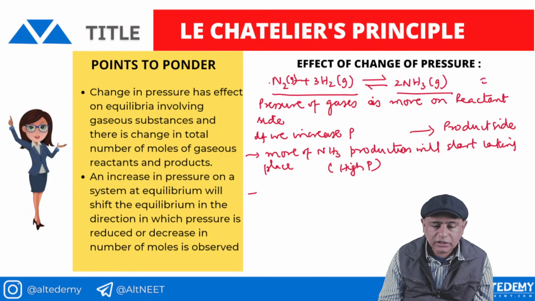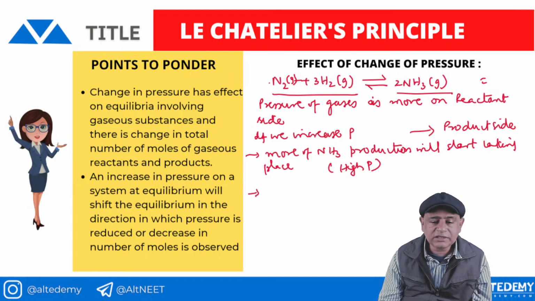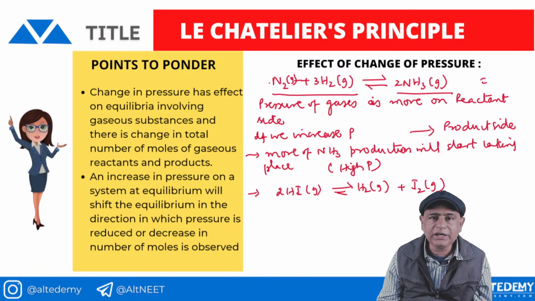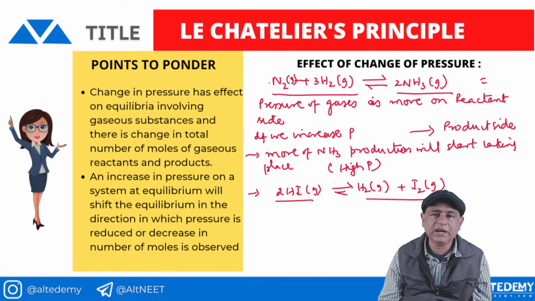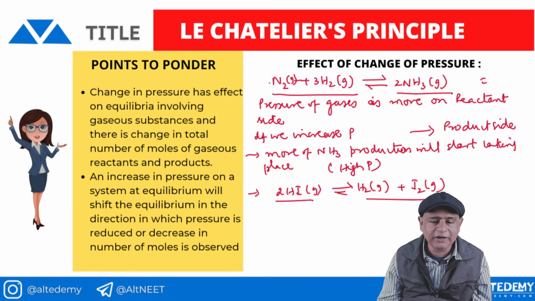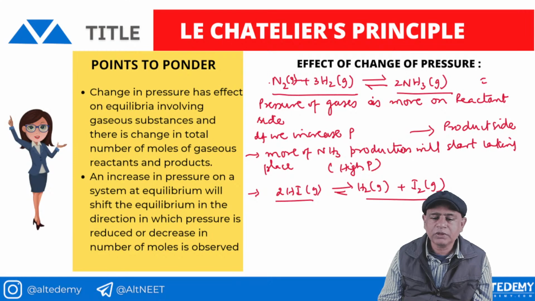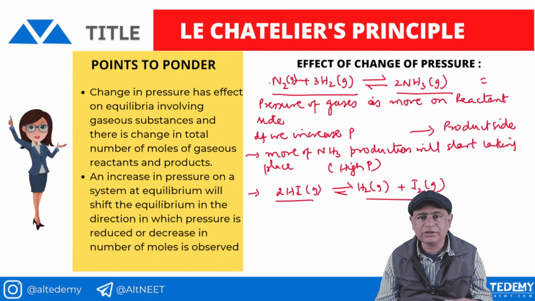We can take another example. One is 2HI gas gives H2 gas and I2 gas. Suppose this is the reaction. Now here we can observe both reactant and product side have a similar degree of pressure. On the product side there are 2 moles, and on the reactant side there are 2 moles. So changing the pressure brings no effect on such a reaction. So it is useless to go about more pressure or less pressure.